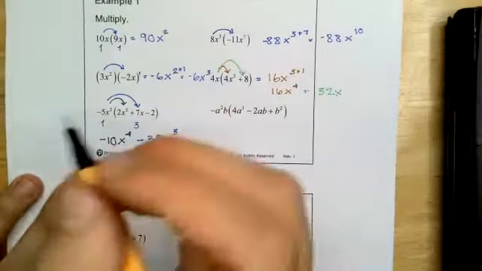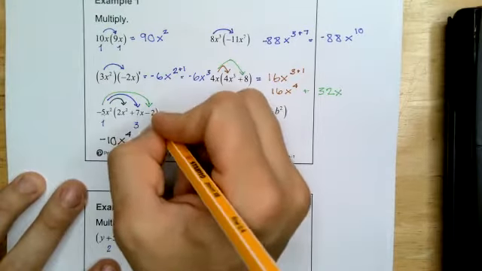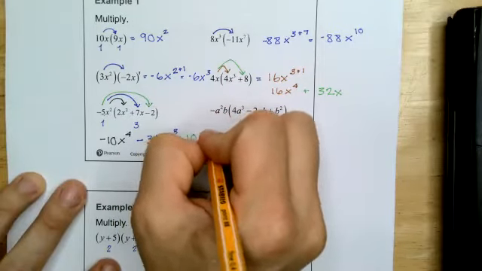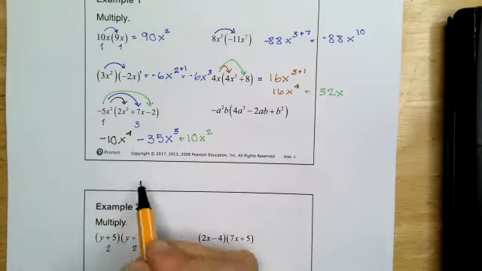If you're faster than me, feel free to work ahead. And then negative 5x squared times negative 2. A negative times a negative becomes a positive 10x squared. Good. After you do all of that, make sure you can't combine any like terms.